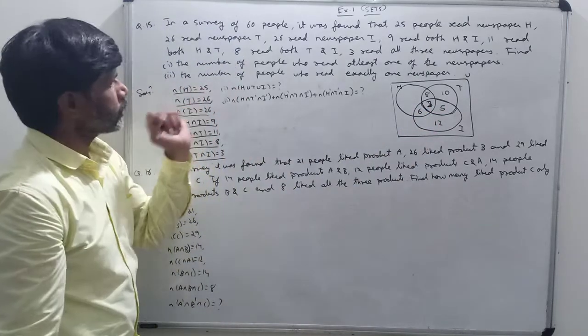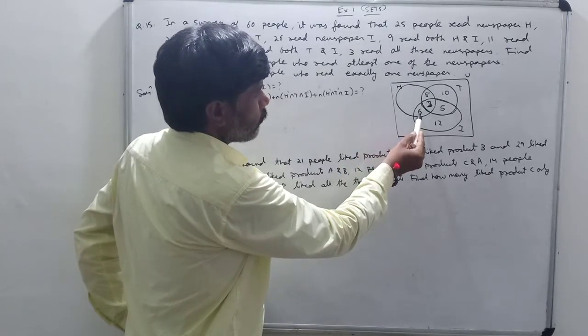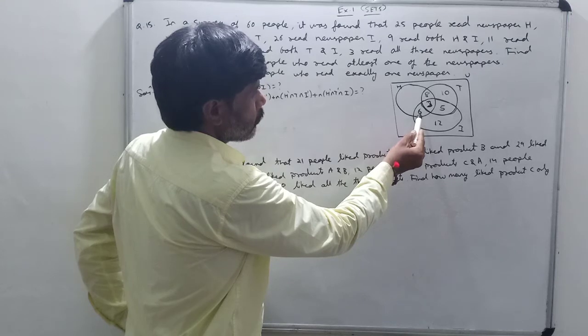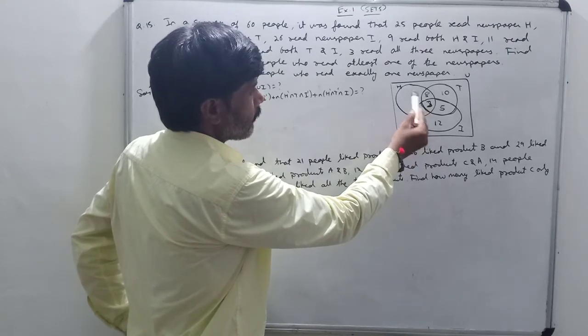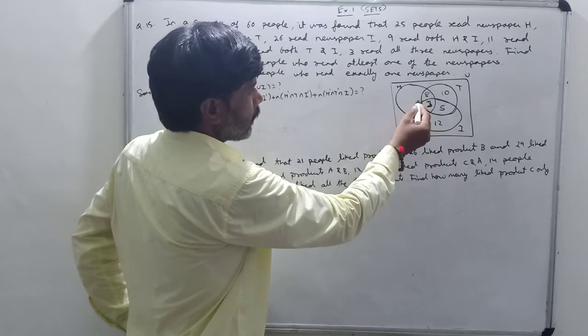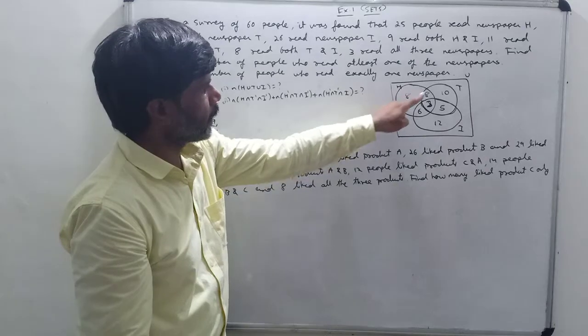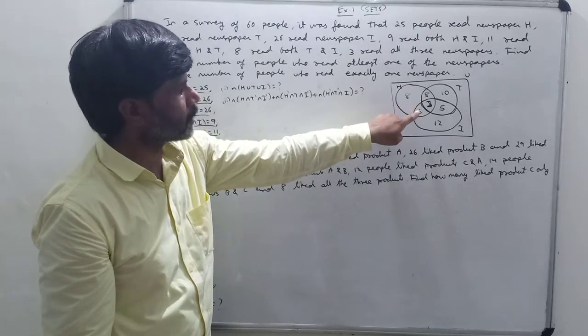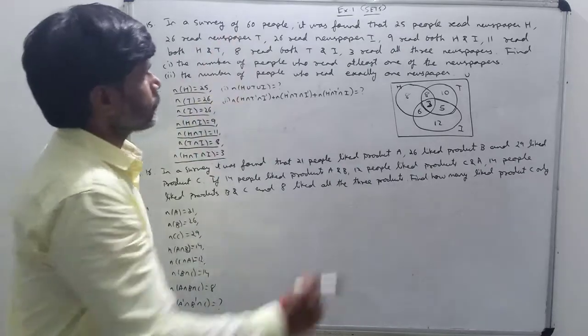Correct. N of H is equal to 25. So 25 minus 5, 20. 20 minus 6, 14. 14 minus 3, 11. 11 minus 3, 8. The total should be how much? 25. Let us calculate. 8 plus 8, 16. 16 plus 6, 22. 22 plus 3, 25. It is correct.